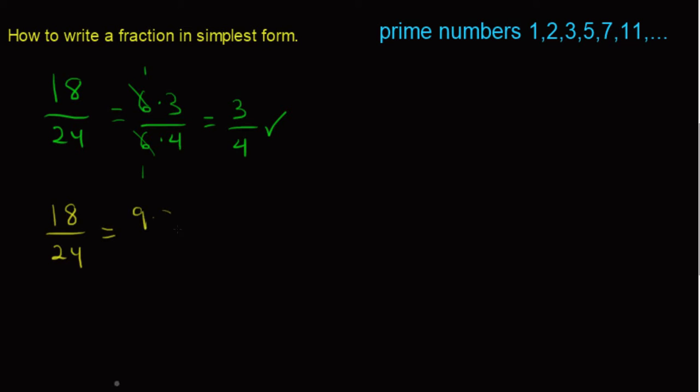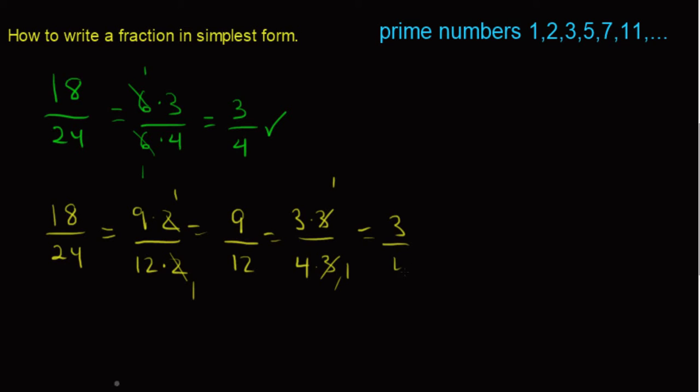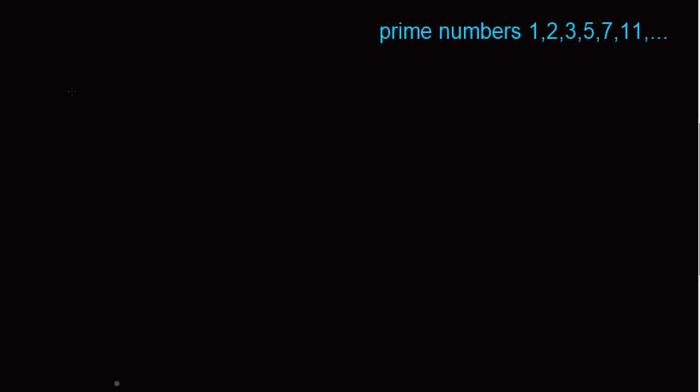18 is 9 times 2. 24 is 12 times 2. I can just cancel these 2's now. So that leaves me with 9 over 12. I can break this down further. I know 9 is 3 times 3, and 12 is 4 times 3. I can cancel these 3's now. And that gives me the same answer, 3 over 4 in simplest form. Let's look at another example. Feel free to pause the video.